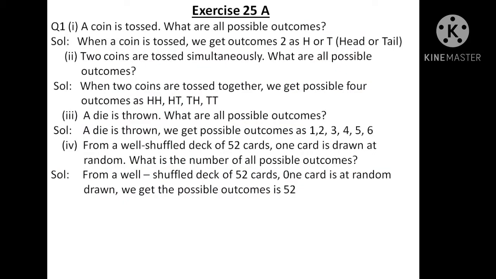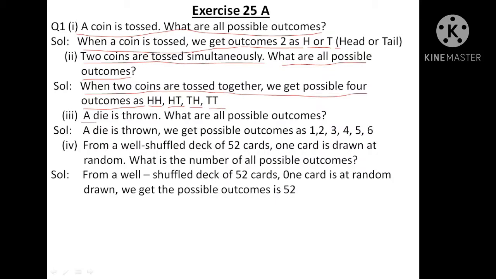Now it is exercise time. Exercise 25A, question number 1. First part. A coin is tossed. What are all possible outcomes? So the answer of this is, when a coin is tossed, we get 2 outcomes, head or tail. Now the second part. Two coins are tossed simultaneously. What are all possible outcomes? The answer is, when two coins are tossed together, we get four possible outcomes: head head, head tail, tail head, and tail tail.